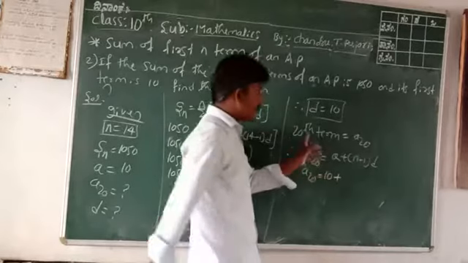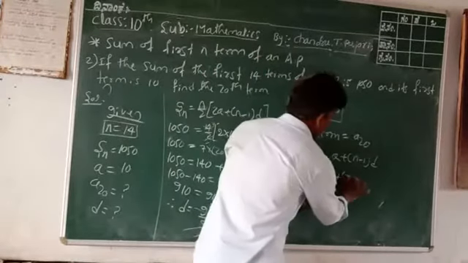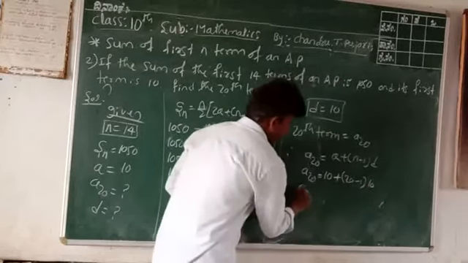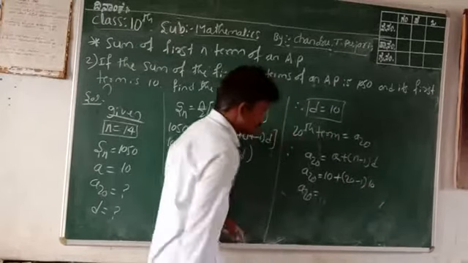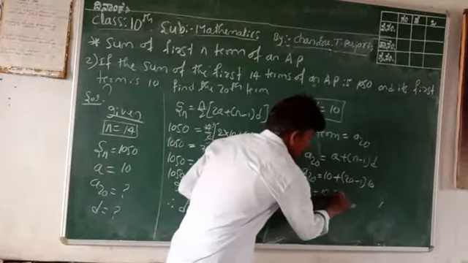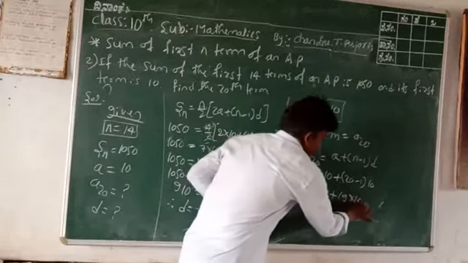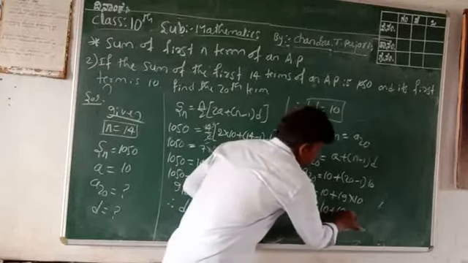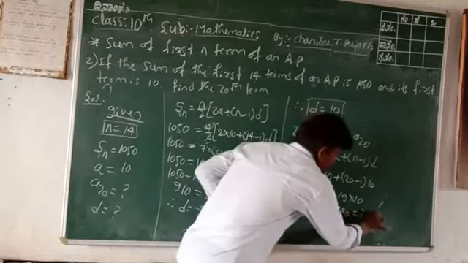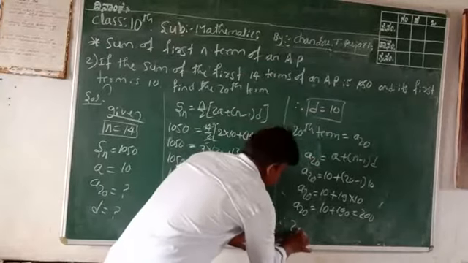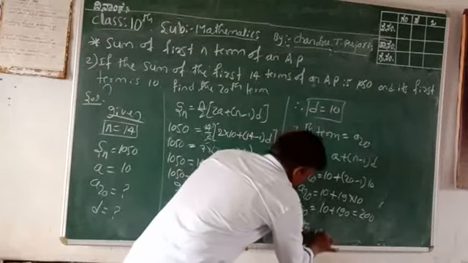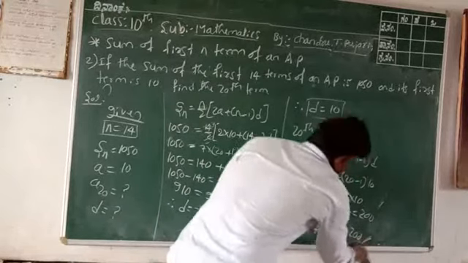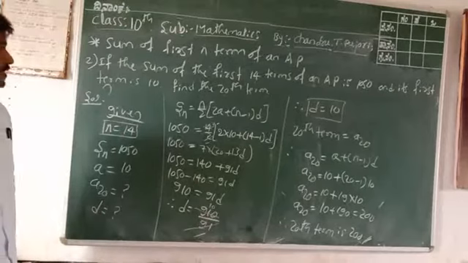The n value is 20, that is 20 minus 1. The d value is 10. Therefore, A20 is equal to 10 plus 19 into 10. Therefore, A20 is equal to 10 plus 190, which is equal to 200. Therefore, the 20th term is 200.